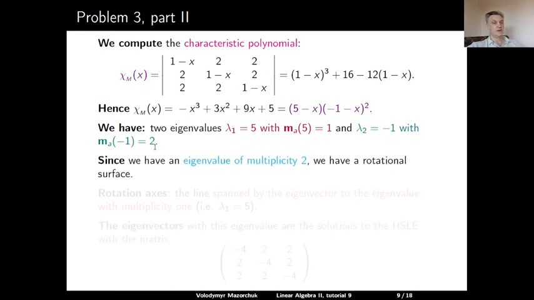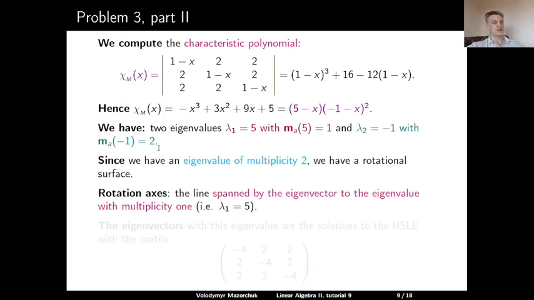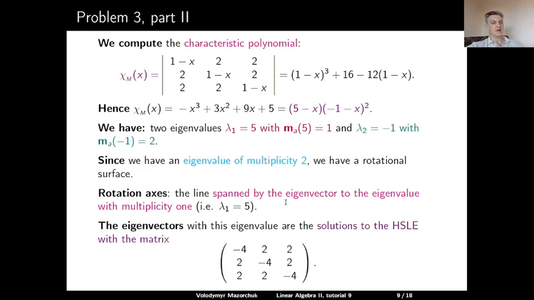Since we have an eigenvalue of multiplicity 2, this is a rotational surface. And to determine the rotation axis, we need to find the eigenvector for the other eigenvalue, the eigenvalue with multiplicity 1. So this is the eigenvalue lambda 1 is equal to 5. The eigenvectors for this eigenvalue are the solutions to the homogeneous system of linear equations, whose matrix is obtained from the matrix of our form by subtracting 5 on the main diagonal.